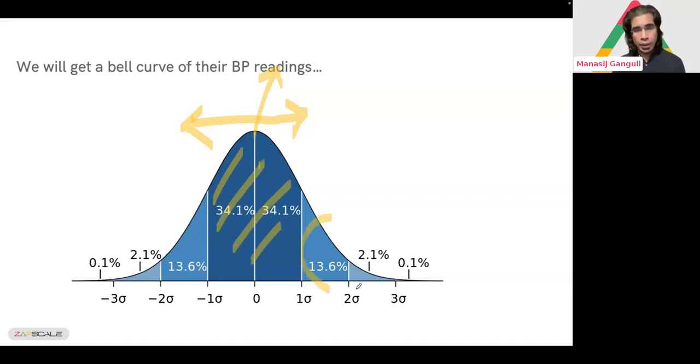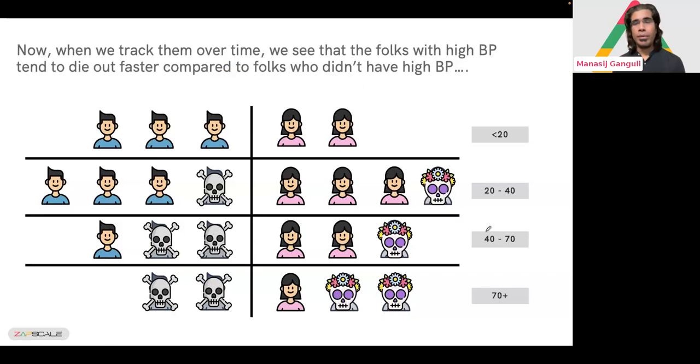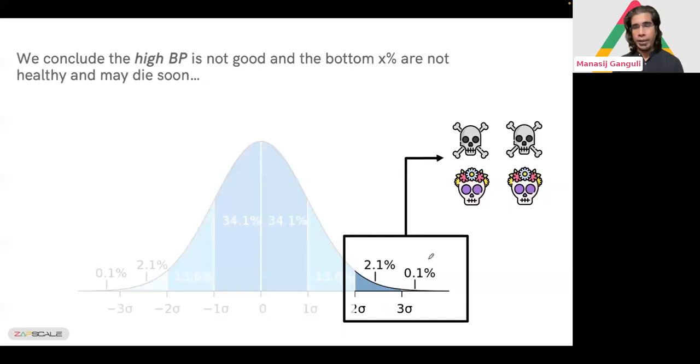Some of them would be in the extremities on the sides. And the last 2-3% at 3 sigma are the extreme results, who are either too low or too high. Now, this is the common bell curve that we all know. We all get appraised on the bell curve every year, so we know that piece. The thing is, if we measure it over a period of time, you will see that people who occupy the extremities tend to die out faster. So that tells us that if you score here in blood pressure, you are unhealthy and will die out sooner.